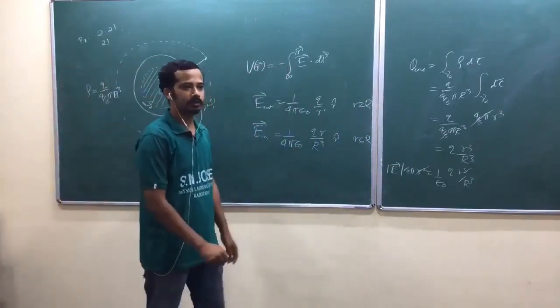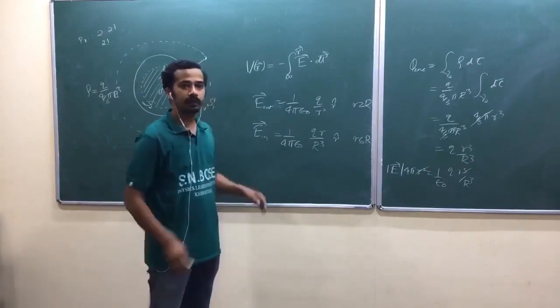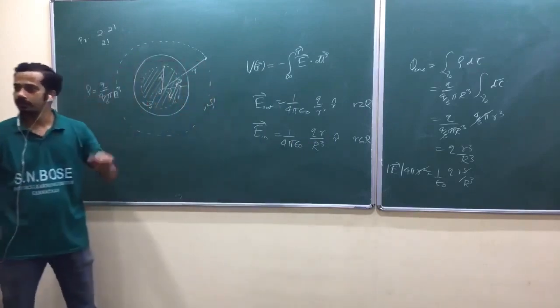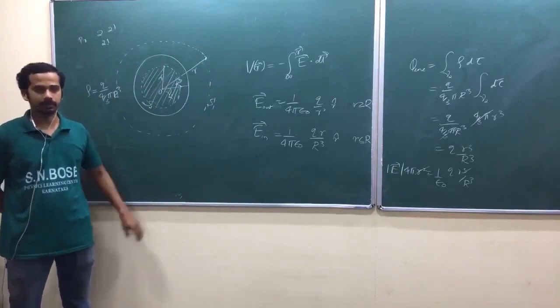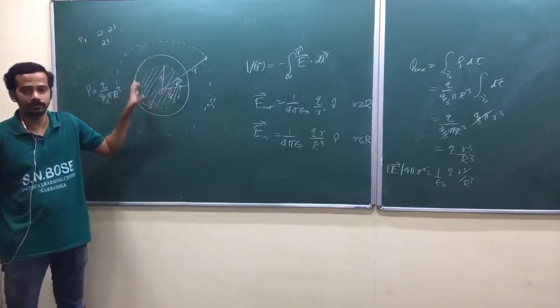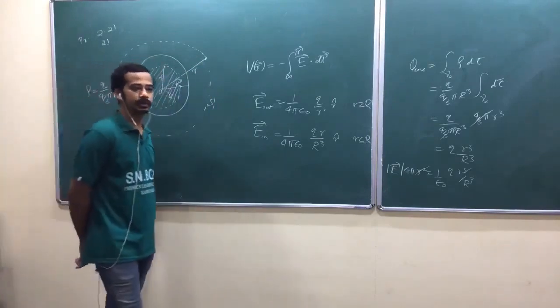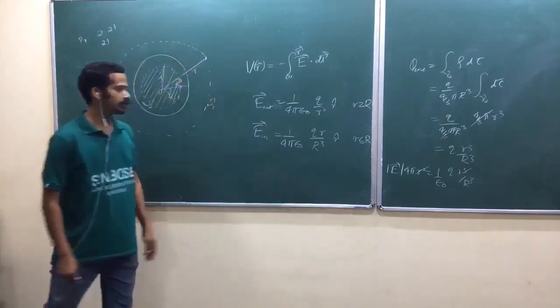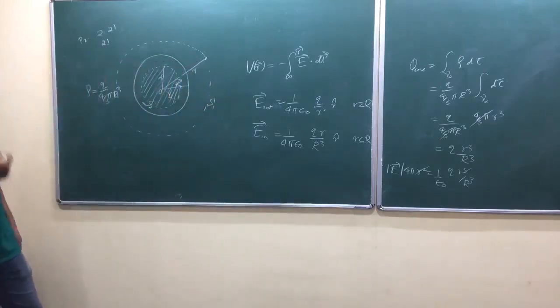Next one is boundary conditions. Whenever there is a surface charge, it will be discontinuous. Let me discuss that one. Now we don't have surface charge, it's a volume distribution. So that's why the electric field will be continuous. Again, anyway, we shall discuss that one later.